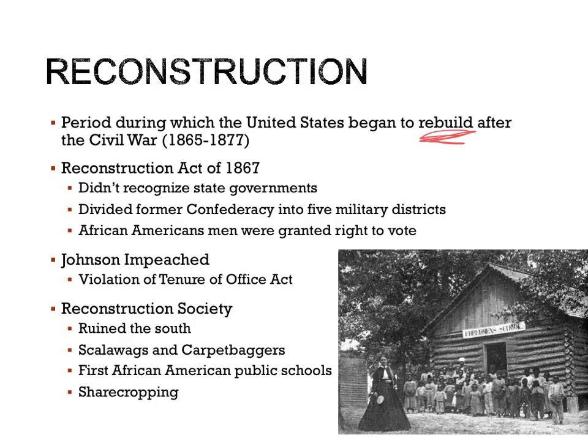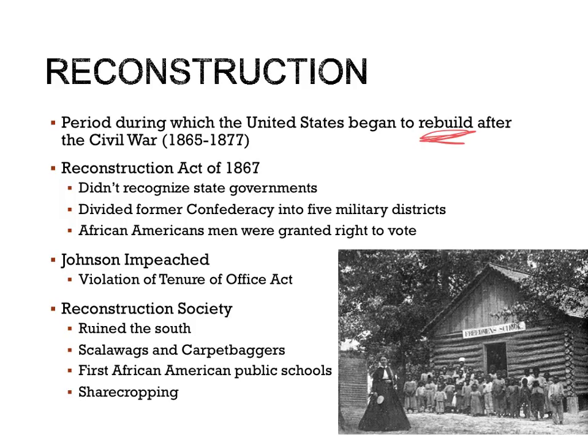Two vocabulary words that you need to be familiar with when you talk about Reconstruction are scallywags and carpetbaggers. Now, a scallywag was a Southern white who supported Reconstruction. If you were a Southerner and you supported Reconstruction, you were seen as someone who was turning their back on the South. You betrayed your people, and so they called you a scallywag because you supported Reconstruction and the Republican Party.